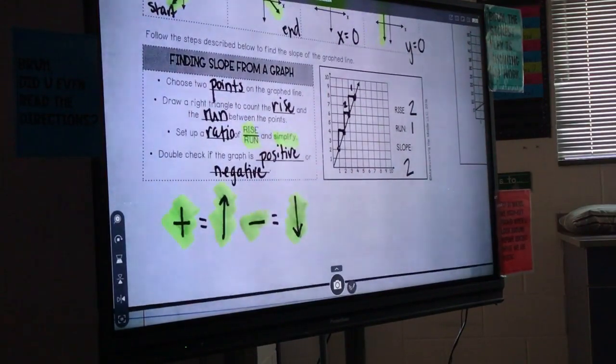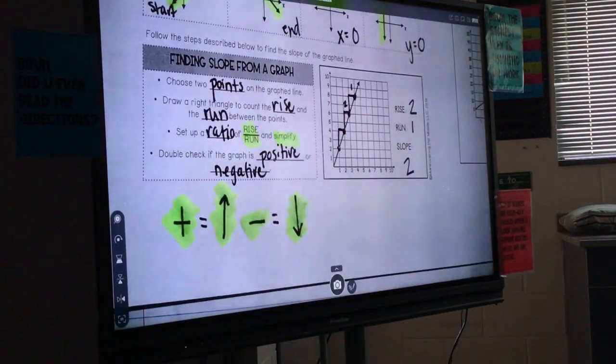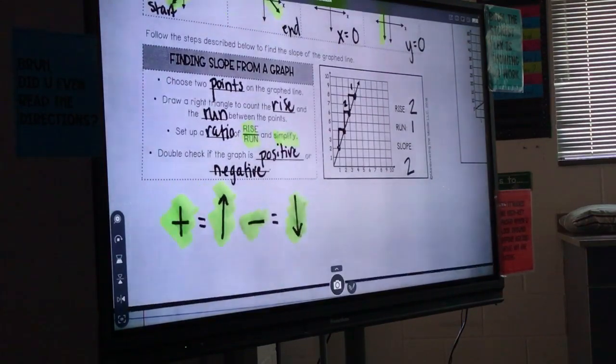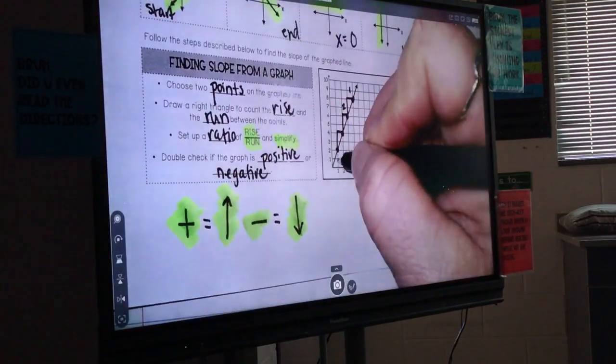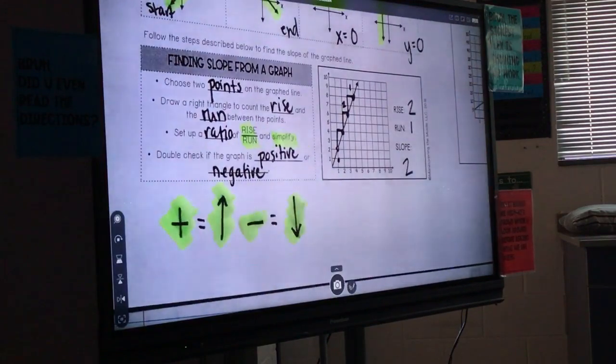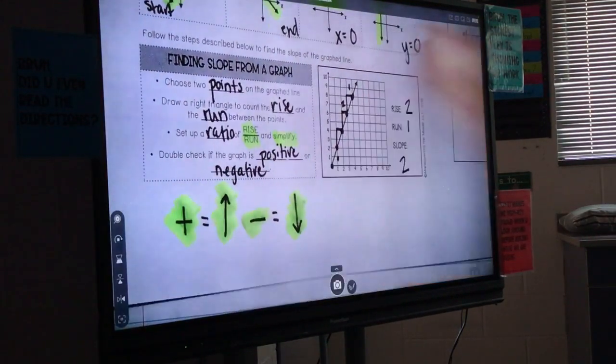What's your question? But it's on the line. 1, 1 is not on the line, baby. 1, 1 is right here. That does not fall on the line, sweetie pie. Oh, okay, that falls on the line, absolutely.